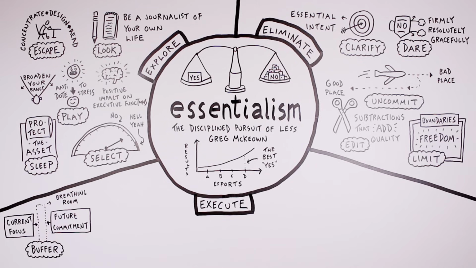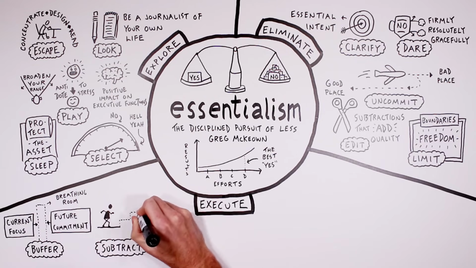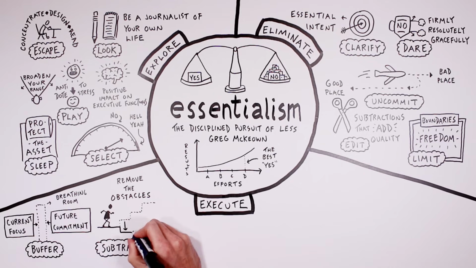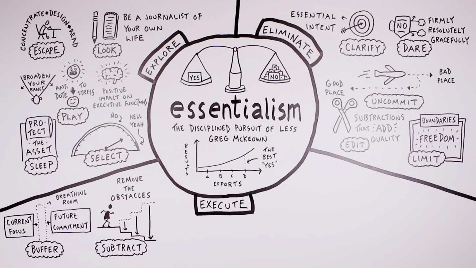And in order to execute on an idea effectively, you also must subtract. You've got to take a close look at the steps underlying your creative process and remove the obstacles that make those steps more difficult, so that instead of having this feeling of trudging up a stairway, maybe it can feel more like walking down one.